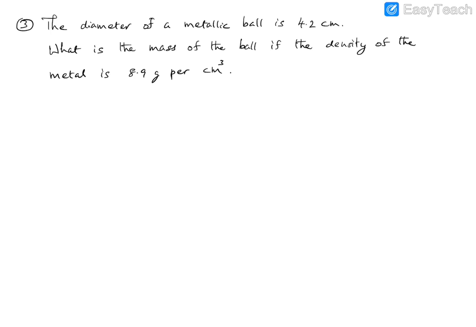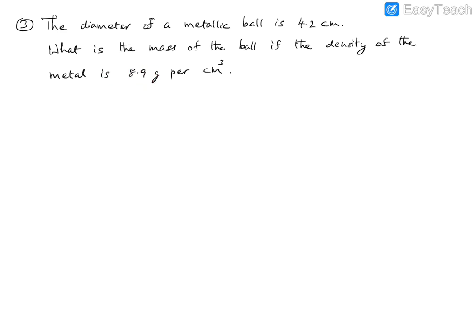Let's move on to the third problem. Here we are again given the diameter of a metallic ball as 4.2 centimeters. So from the diameter, we will be able to calculate the radius as half of the diameter. And we are asked to calculate the mass of the ball given its density. So we are given the density of the ball and we are asked to find the mass of the ball.